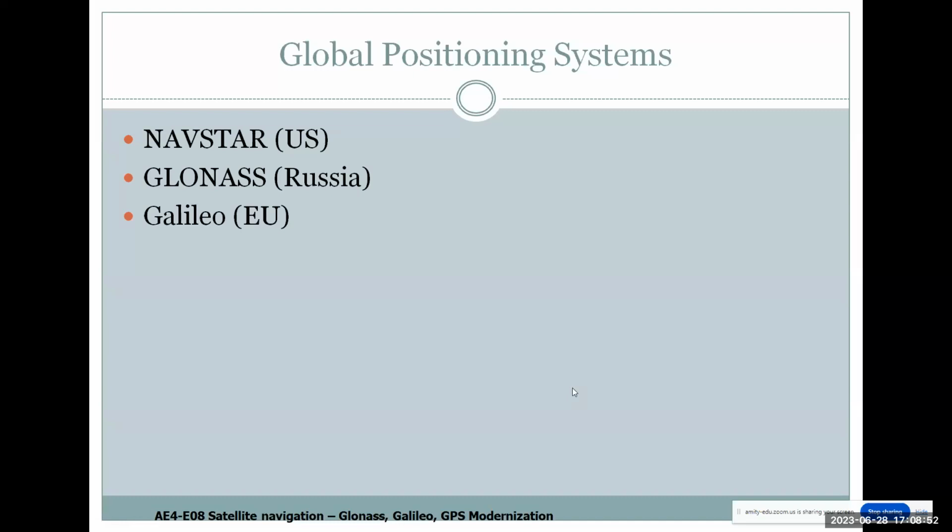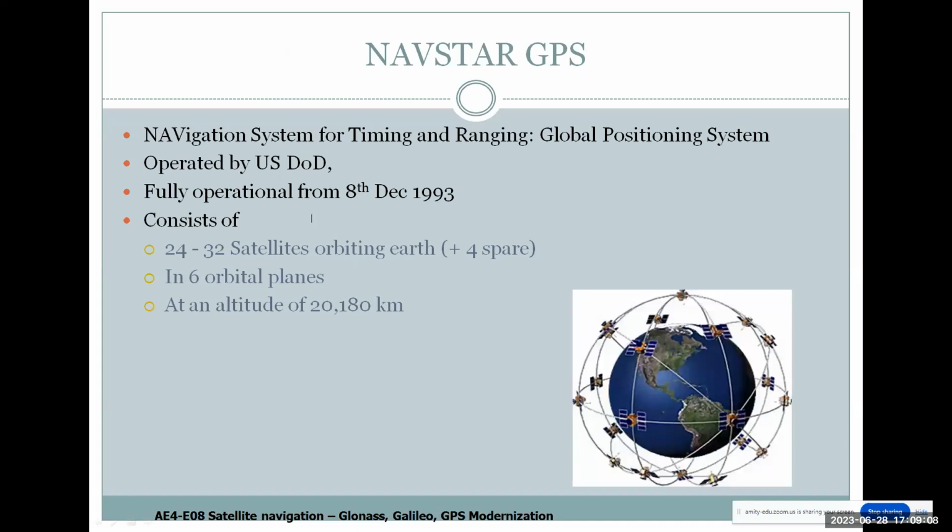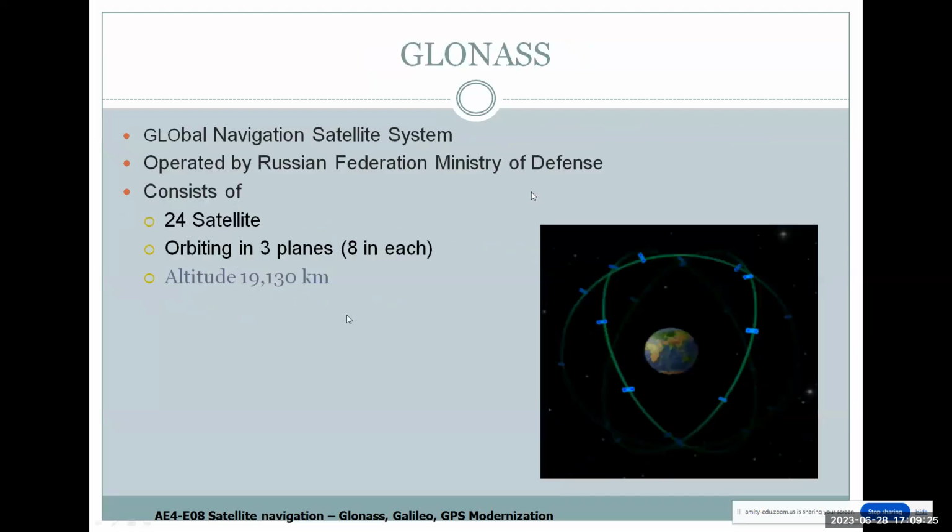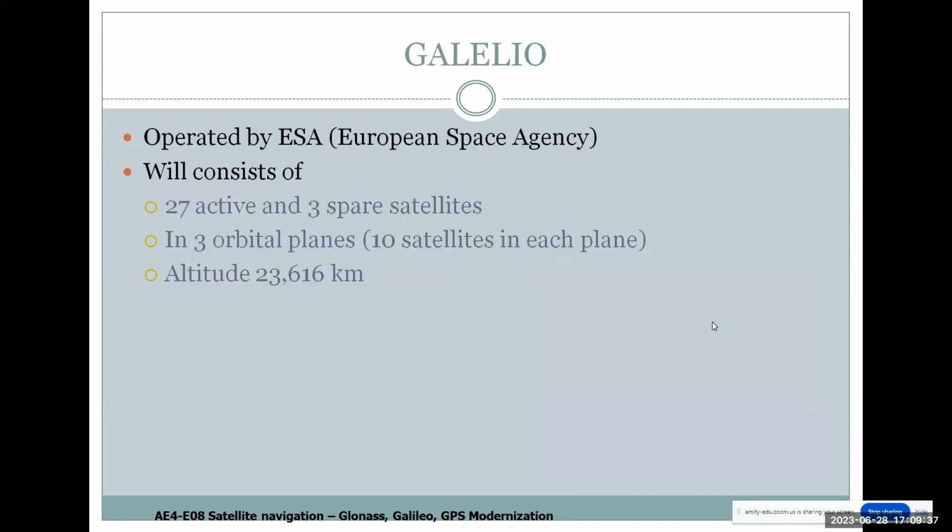GPS has 3 main systems: Navstar, launched by the US; GLONASS, launched by Russia; and Galileo, launched by the European Union. The Navstar GPS was fully operational in 1993, and consists of 24 to 32 satellites in 6 orbits, mounted above the Earth surface up to 20,180 kilometers. For GLONASS, there are only 3 planes, and in each plane there are 8 satellites, so the total is 24, and they are just below Navstar. The maximum height is governed by Galileo, which is operated by the European Space Agency and consists of 24 active and 3 spare satellites.